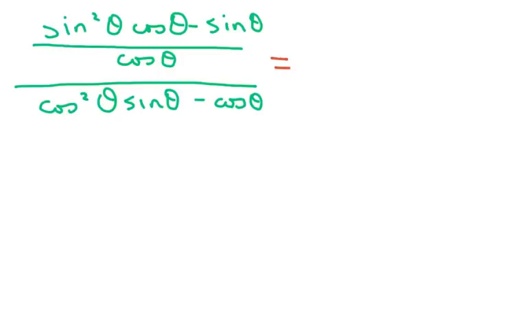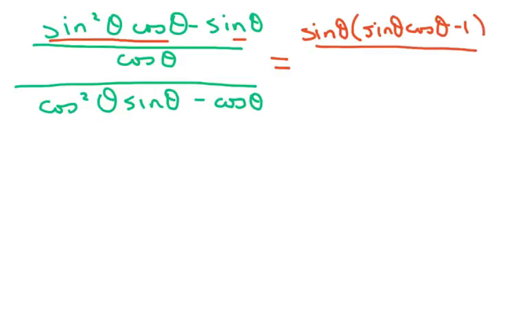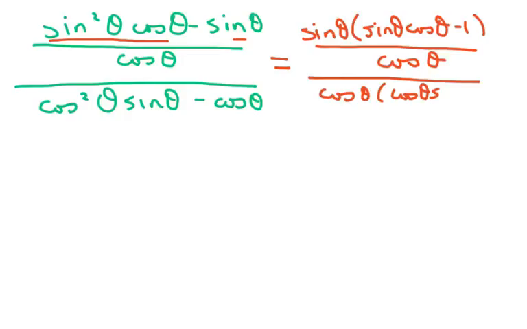Now here, what I'm going to do is go ahead and factor out, since I divide both of these pieces by sine, I'm going to factor out sine of theta. You get sine theta cosine theta minus 1 over cosine. And for the denominator, do the same thing. Factor out a cosine of theta, and you get cosine theta sine theta minus 1 over sine of theta.